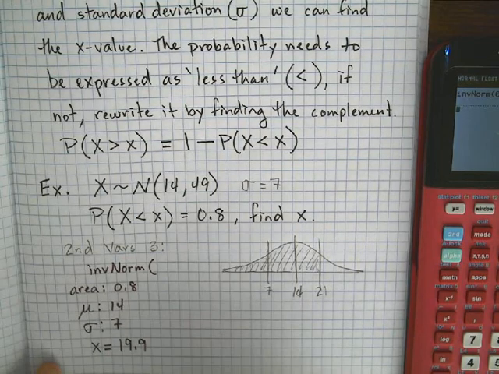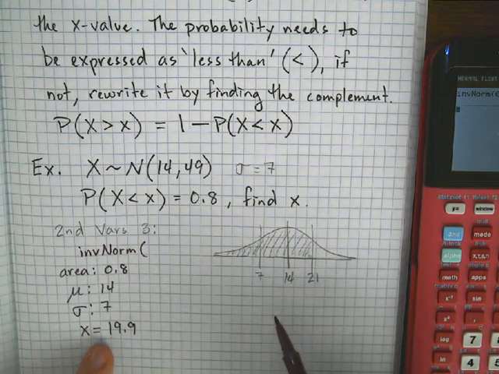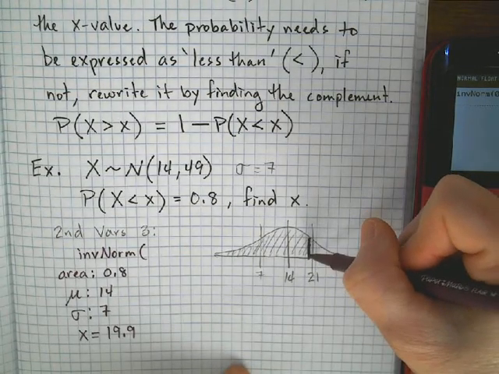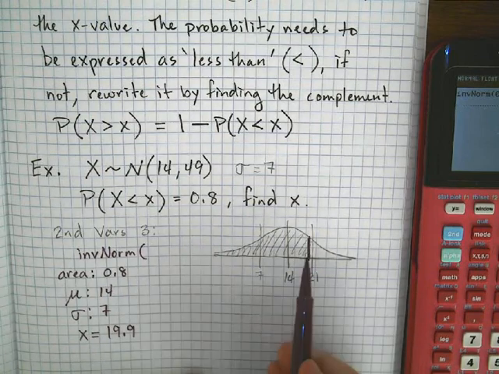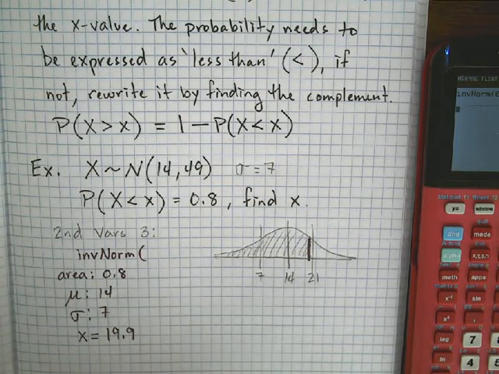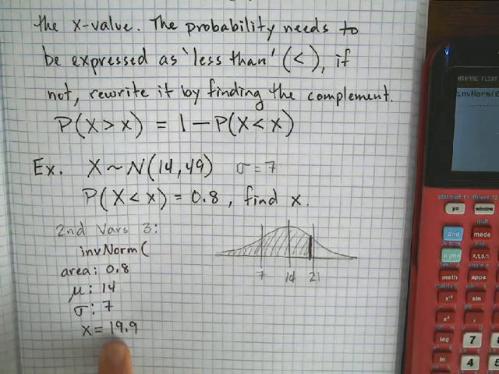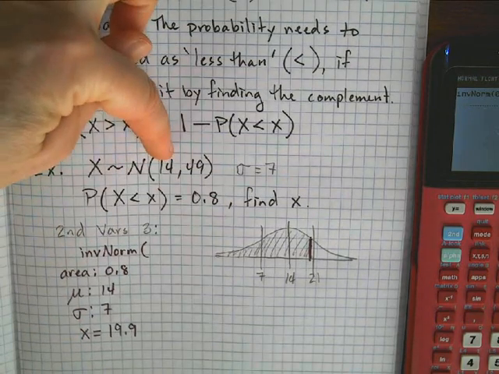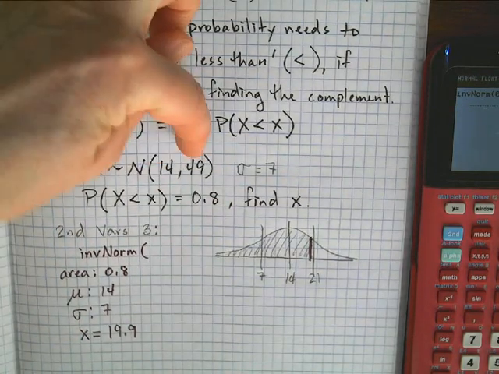19.9. Okay, and that kind of makes sense. 19.9 would actually be about here. And so this is 80% of the area under the normal curve. 80% chance of selecting a person who is under the age of 19.9, given that the average age was 14 with a standard deviation of 7.